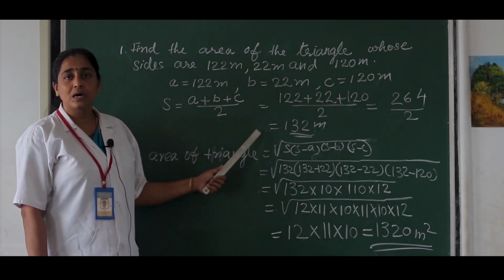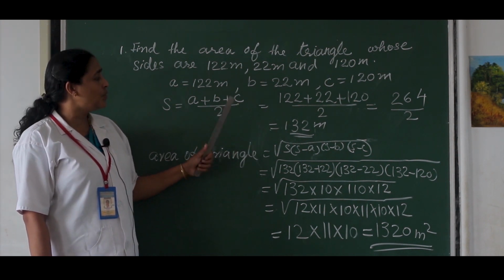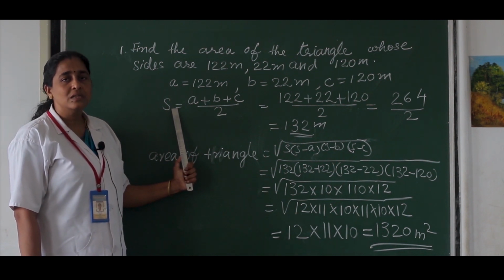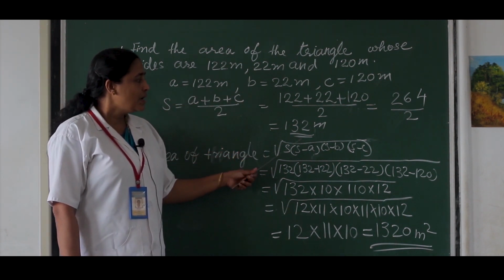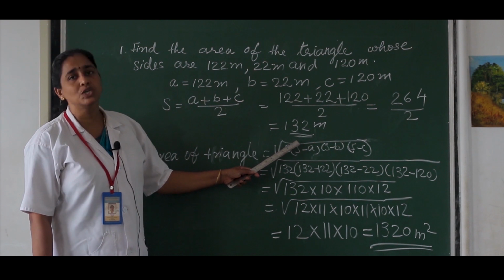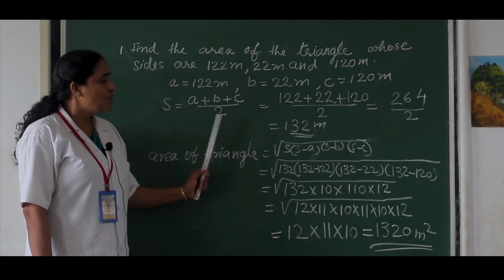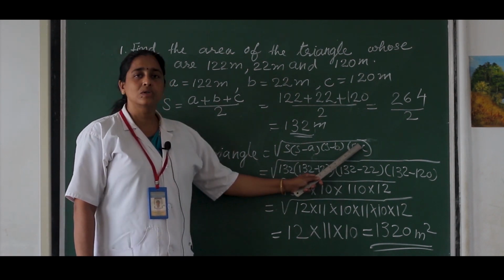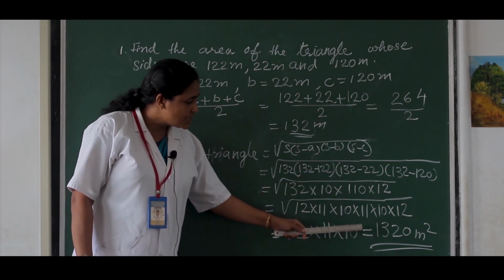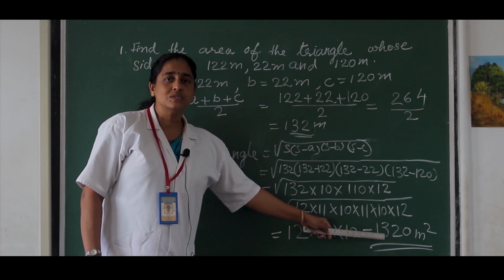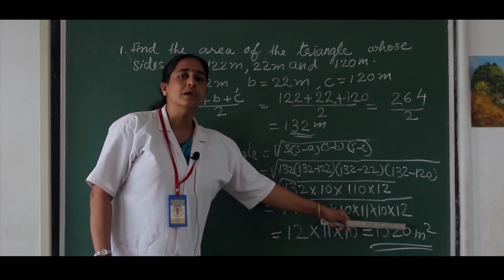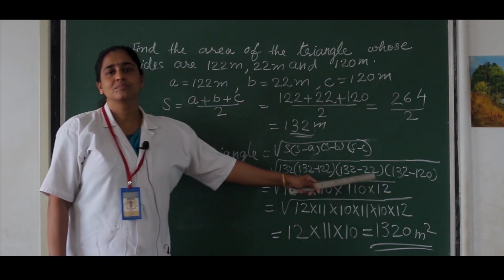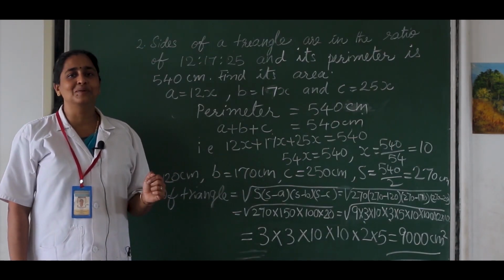Here we can use Heron's formula. We have to find S, that is half of the perimeter. Here we got it as 132 meter. After that, we are substituting these values in Heron's formula. At last, we got it as 1320 meters square. I think you understood it. Okay, let's do another problem.